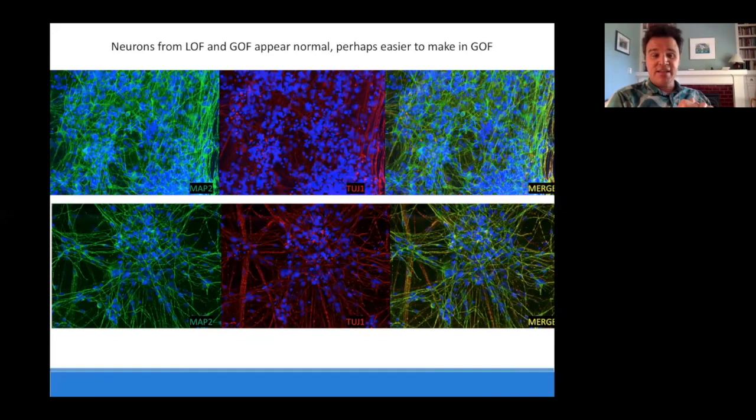Here, I'm showing an example of a Schinzel-Gideon case, so increased dosage. The control is the bottom, and the patient is the top. And again, don't worry about what these names mean, they're just cell markers that are specific to a cell type. So when we make neurons, we really don't see anything obvious. The only thing that we thought we saw from the Schinzel-Gideon case, and here I'm not showing the loss of function, but again, they look very normal to our eye, is that it might have been a bit easier to make neurons in the gain of function or Schinzel-Gideon case, but again, nothing obvious here.